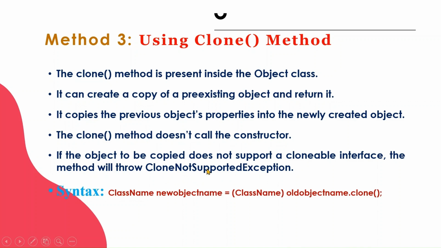Now how to do this? You can see here the old object name which already exists, dot clone method you need to apply, and that is going to create a new object of the same class. Whatever class you're writing, the same class you need to put, because we need to go for typecasting so that it becomes a proper type.